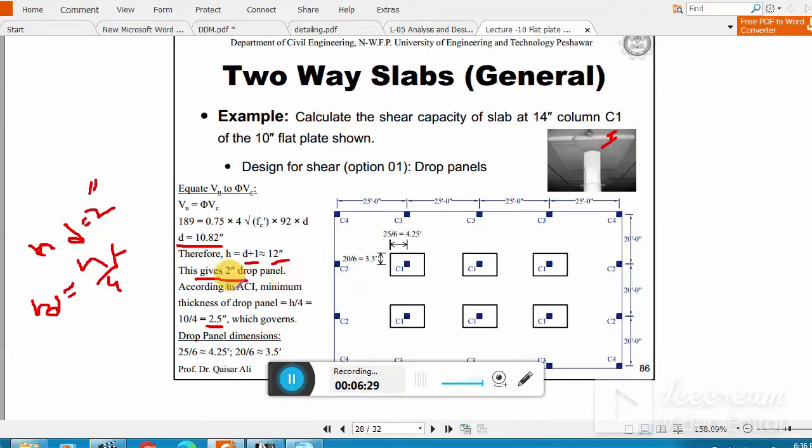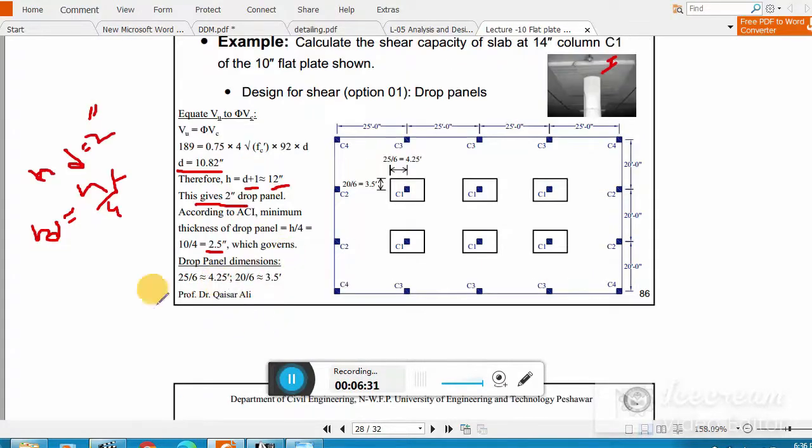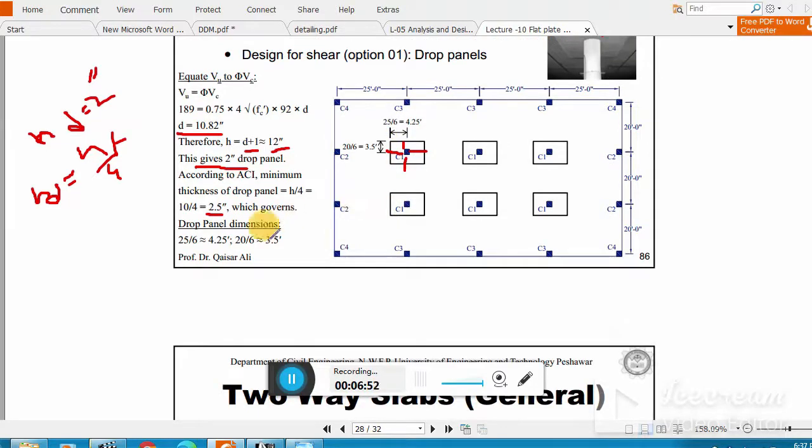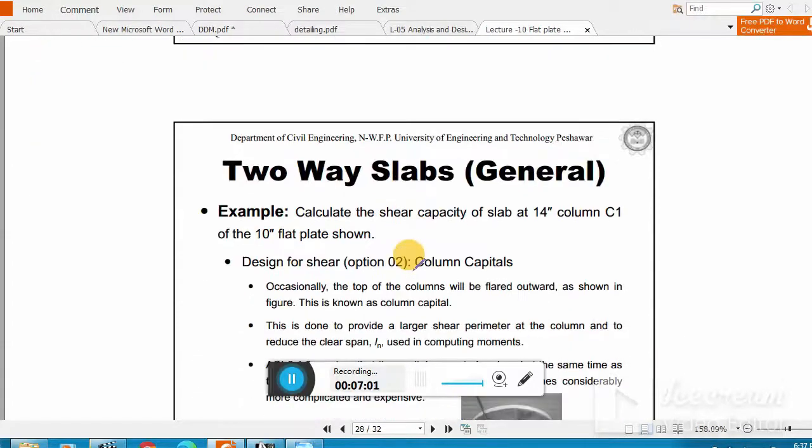Not 2 inches. And for the sizes of the drop panel, you see this cantilever projection and this cantilever projection, and similarly this one and this one. This cantilever projection will be equal to 20 divided by 6, and this cantilever projection will be equal to 25 divided by 6. So it is clear from the diagram. Now you have to use a 3.5 by 4.25 rectangle of drop panel having a thickness of 2.5 inch. So this is option number 1.